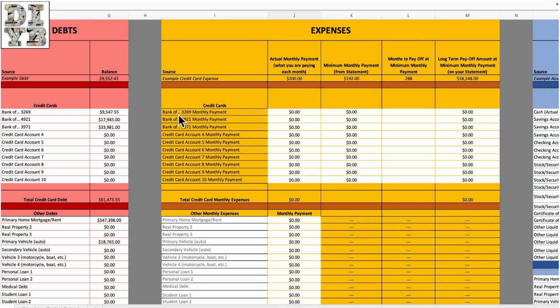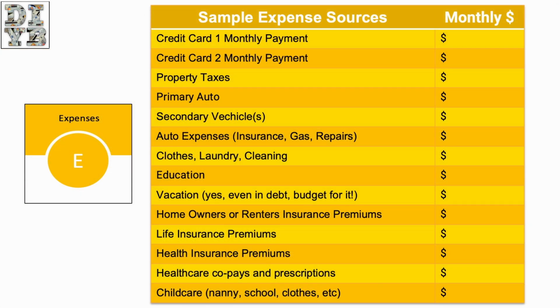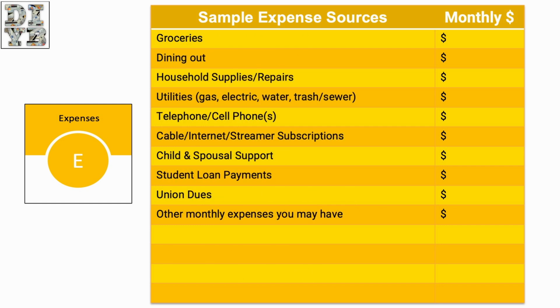So this is where you would put in your rent, your mortgage, your vehicle monthly payments, your medical debt payments or student debt payments, your groceries, your cable bill, your telephone bill, all of your home utilities, life insurance, health insurance, everything that you have an expense for each month. You're going to enter all of that in here to come up with your total monthly expenses.